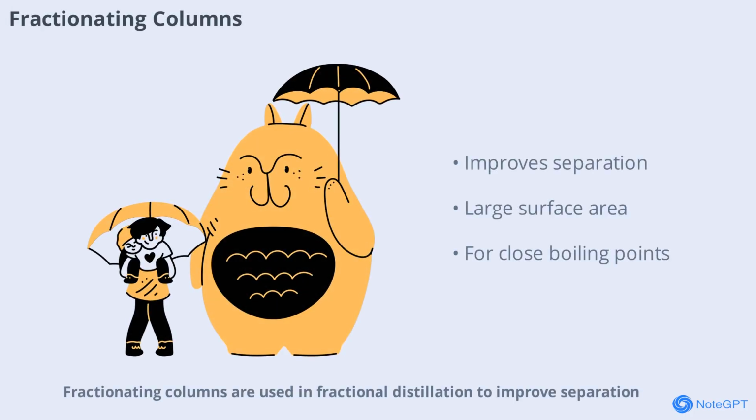Fractionating columns are used in fractional distillation to improve separation. They are filled with materials that provide a large surface area for repeated condensation and vaporization. This allows for a more precise separation of components with similar boiling points, making the process more efficient.